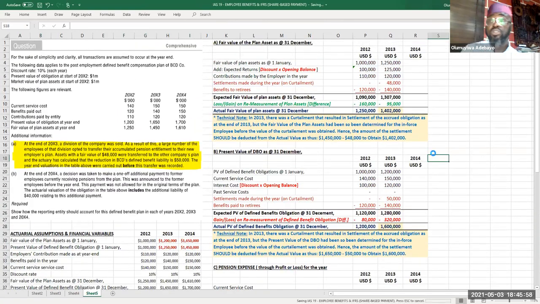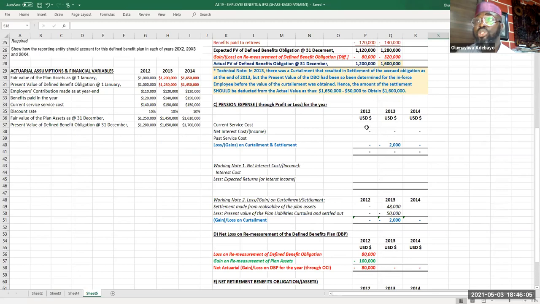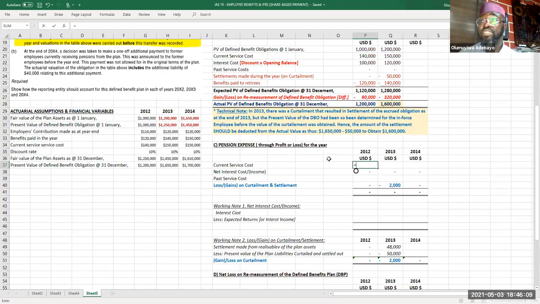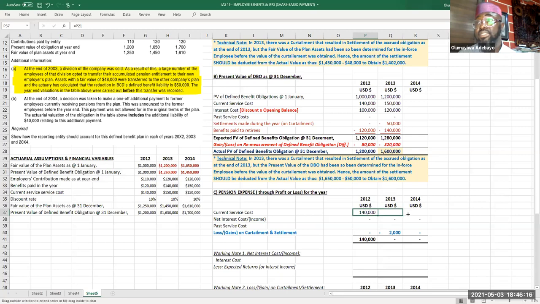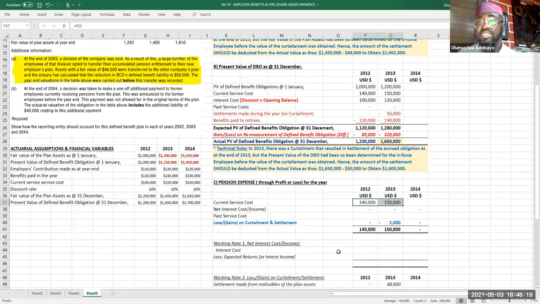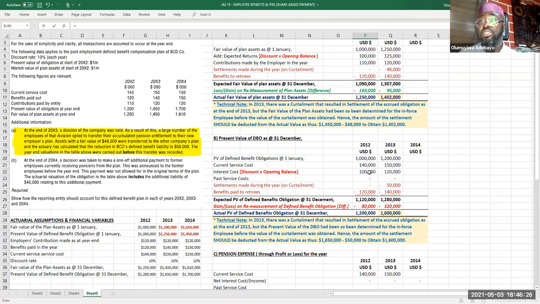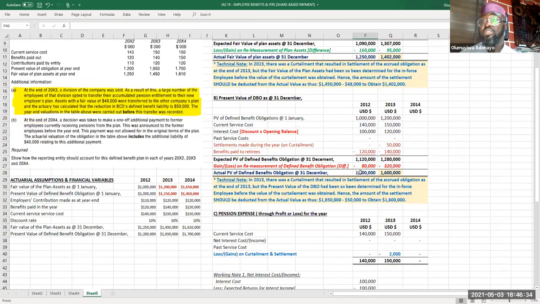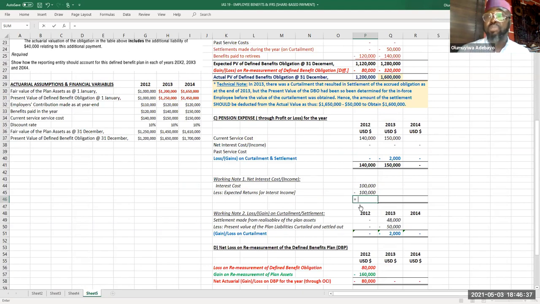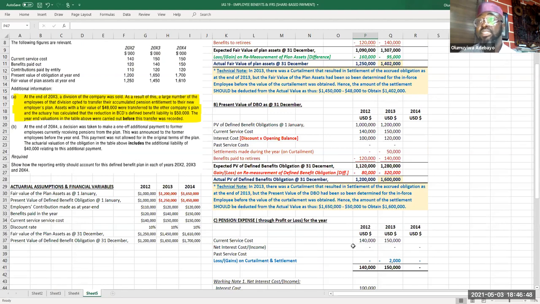That is that. Now, before moving to the next year, let us show what our current service cost is. In year 2012, it's 140. In 2013, it is 150. Net interest income and expense: what is our net interest cost? Our net interest cost is 100, and we deduct our expected return, which is also 100. This is the same because they both have the same opening balance, given that the same discount rate is applicable.